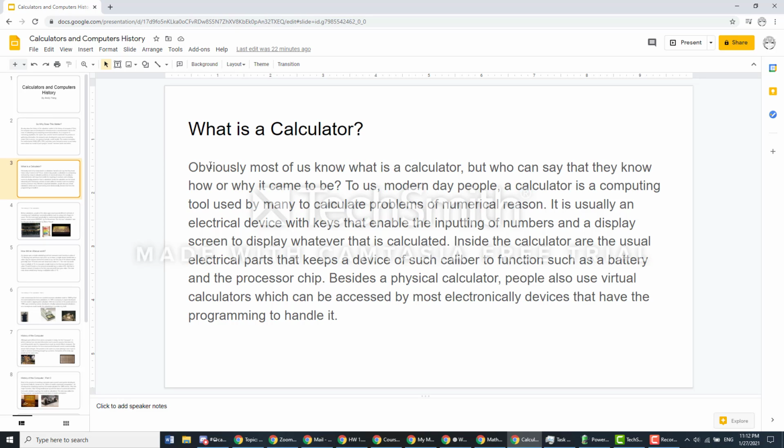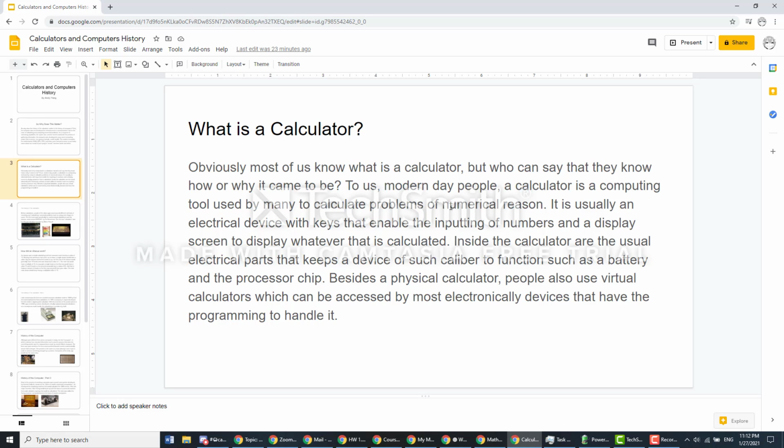So if I just read it out, a calculator is a computing tool used by many to calculate problems of numerical reason. It is an electrical device with keys to enable the inputting of numbers and a display screen to display whatever is calculated. Inside the calculator are the usual electronic parts that keep a device of such caliber functioning, such as a battery and the processor chip and other things.